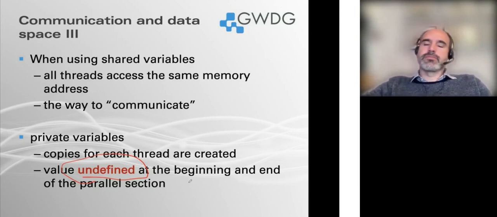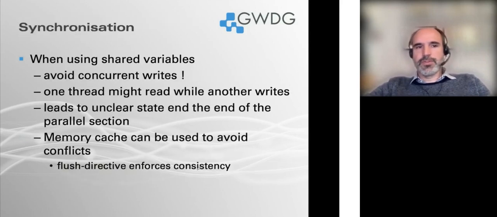But in principle, just to make sure that you don't do any coding error, assume that every private variable is undefined at the beginning and the end of the parallel section. Except, of course, those which are owned by the master thread.